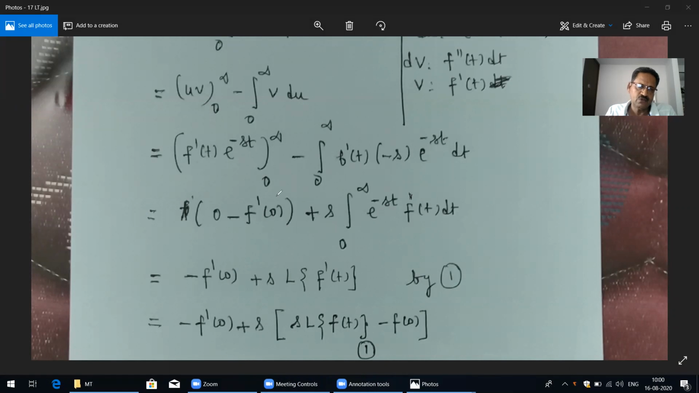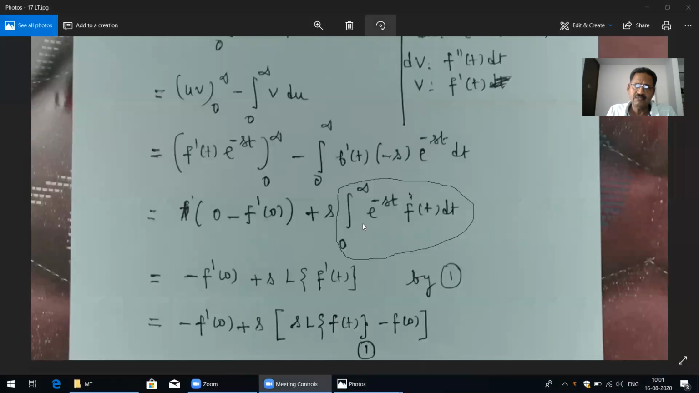Then for this term, what is the upper limit? e power negative infinity becomes 0. Then the lower limit e power 0 is 1, and then f dash of 0. Then you write like this. By the first result, this is nothing but s times the Laplace transform of f dash of t. You replace the first result: s times the Laplace transform of f of t minus f of 0. You clear now? I think so.